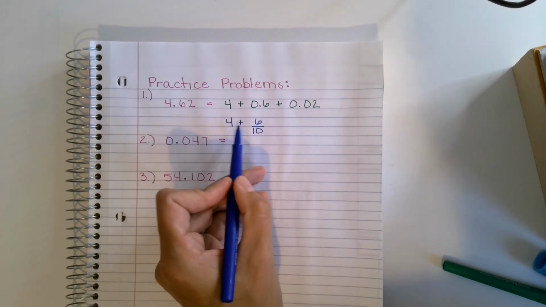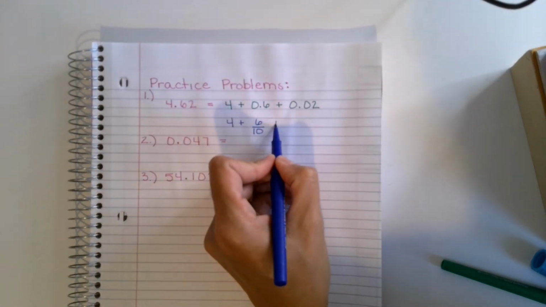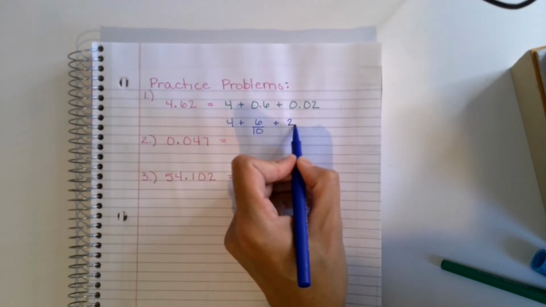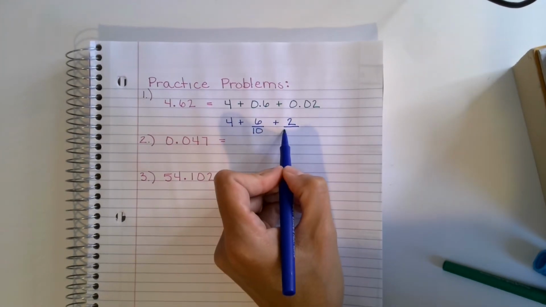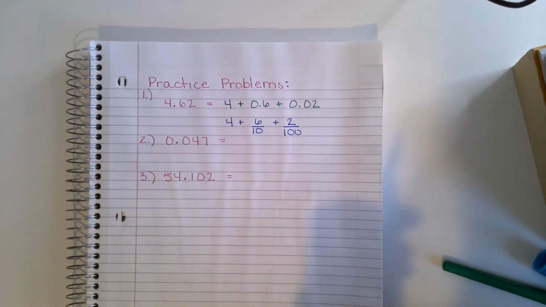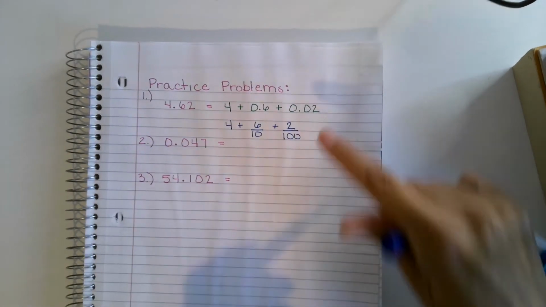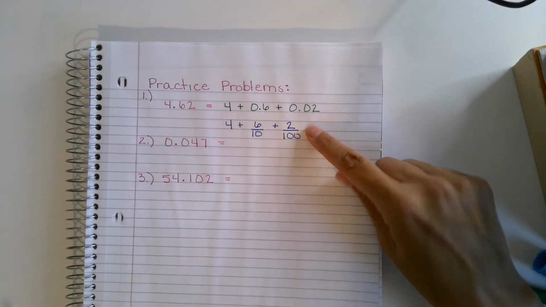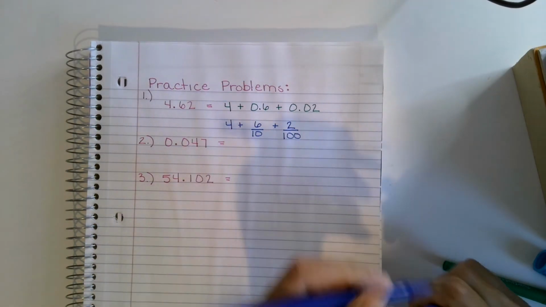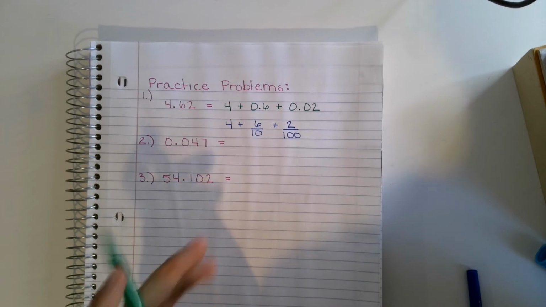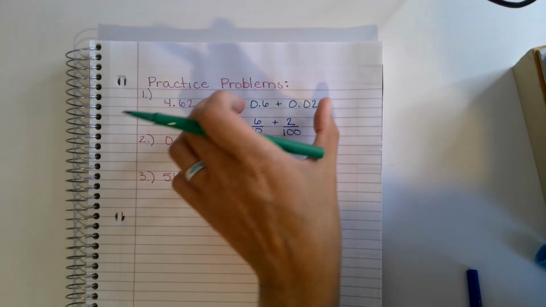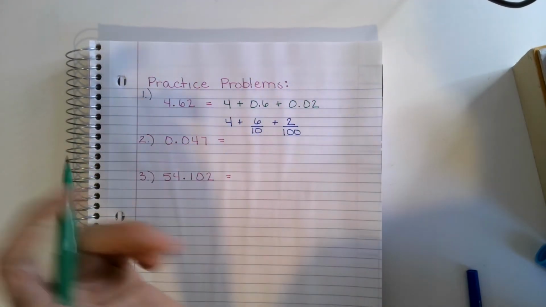All right, so 4 plus 6/10 plus 2, what place was that 2 in? Hundredths, yes. So 2 hundredths. Okay, so that's the decimal way of writing it, and then the fraction way of writing it. All right, we'll do the same thing for the next one. I should have left some more space in here. I might split it up. Instead of stacking it like this, I'm going to split it up this way.